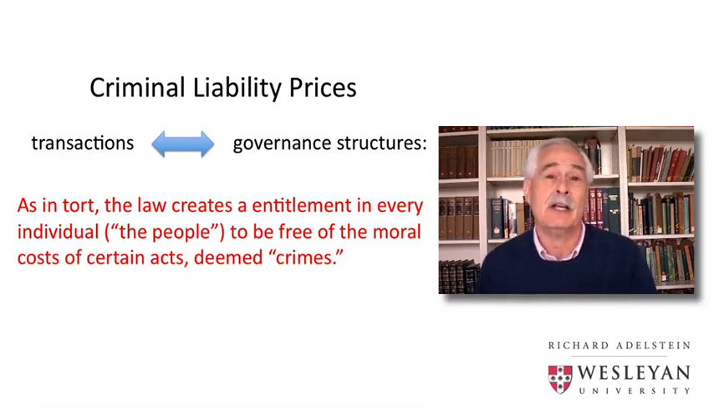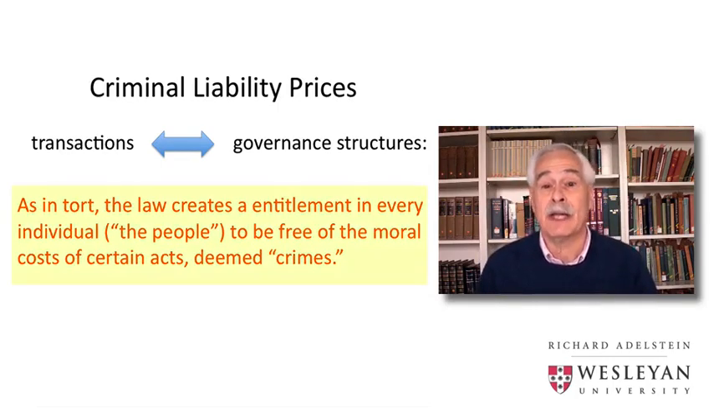So, on that basis, let's talk a little bit about the transaction that takes place when a crime is committed and compare it to the transaction that takes place when a tort is committed. As in tort, the law creates an entitlement in every individual, summarized typically as the people, an entitlement to be free of the moral costs of certain acts deemed crimes. This is the first step in actually organizing the transaction. It is, as we suggested in the Coasian discussion that we had earlier, the first thing that the state must do, which is to initially place property rights before any kind of exchange can take place.